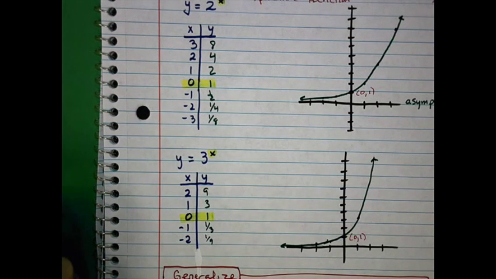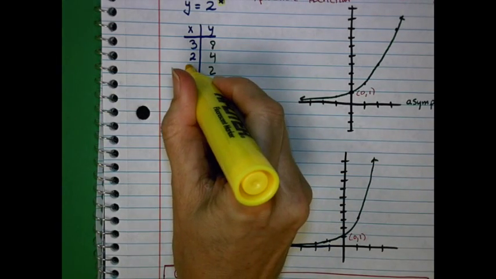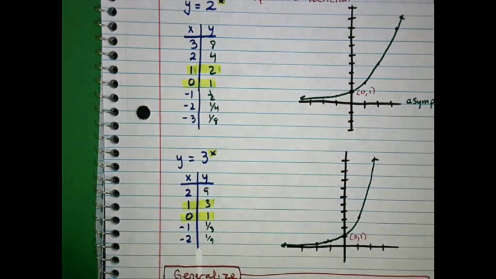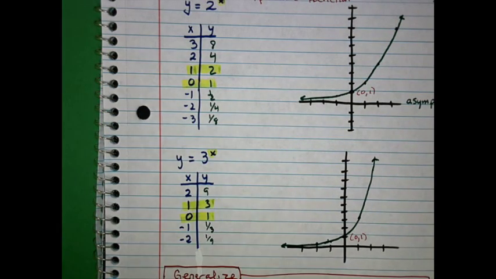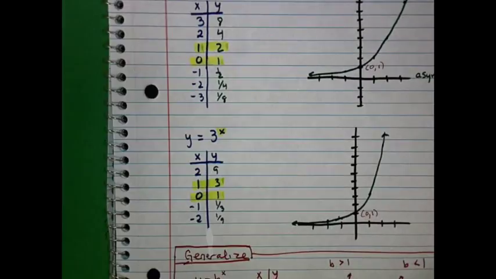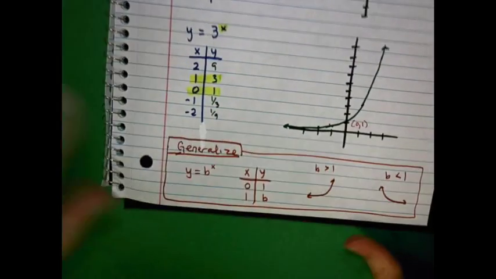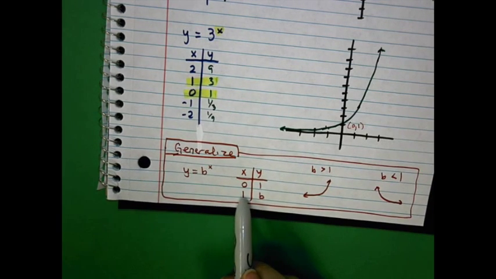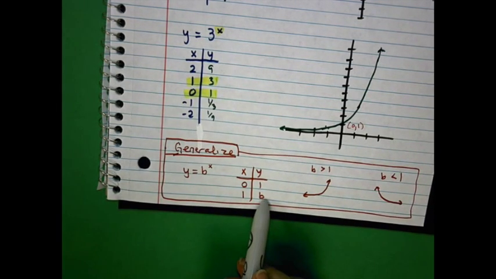Another point that you can count on seeing is the point where you plug in 1. In this case, we got 1, 2. In this case, we got 1, 3. And in general, you will see that for any exponential, when you plug in 0, you get 1, and when you plug in 1, you'll get the base number, whatever that base number is.